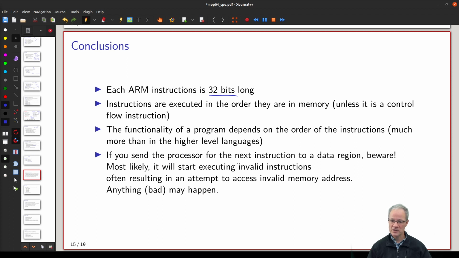And if you send the processor for the next instruction to the data region, for example, if we somehow get the wrong value in the program counter, then we may have an explosion. Well, not necessarily that the chip is going to explode and burn and things like that, but you don't know what instructions will be executed.